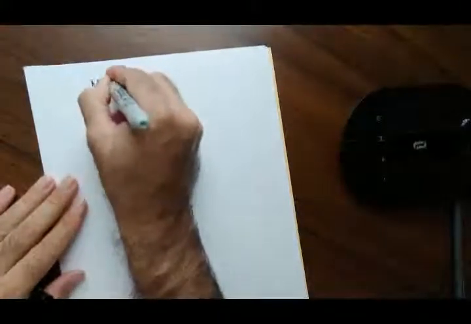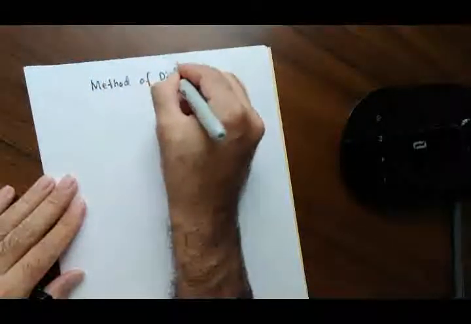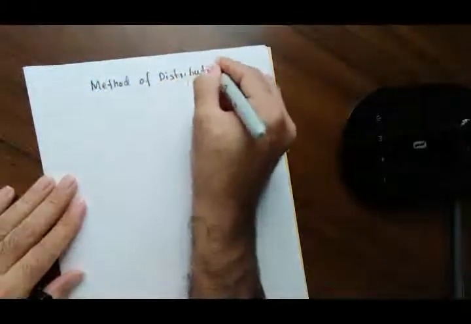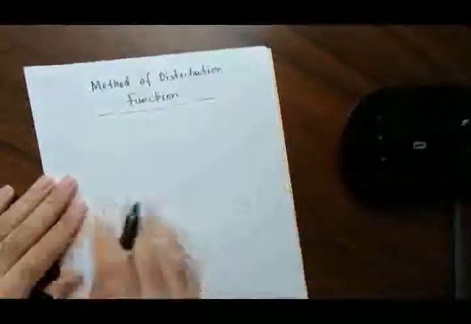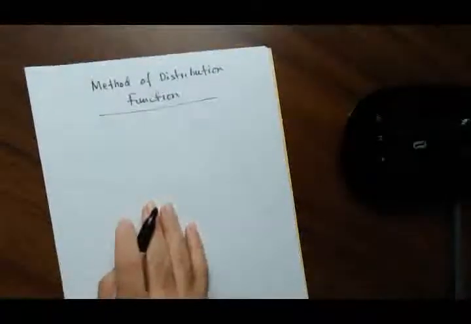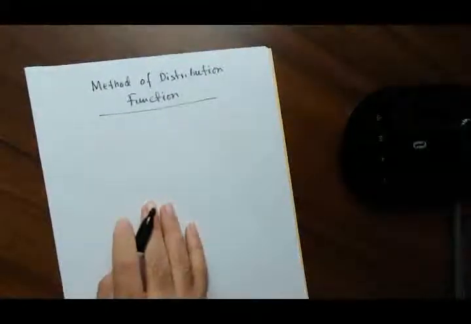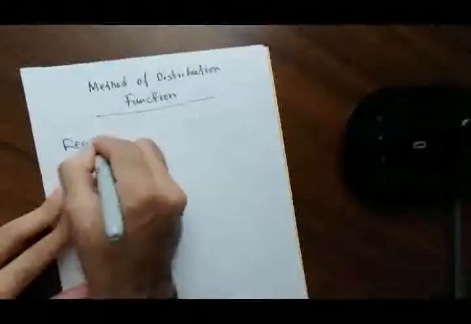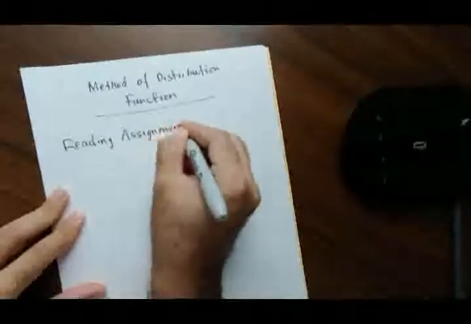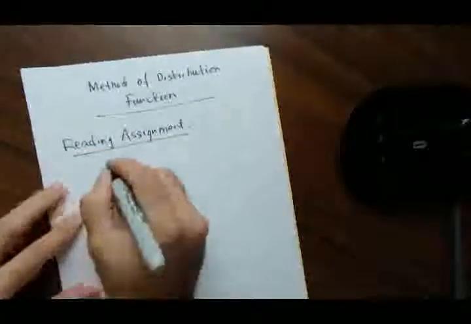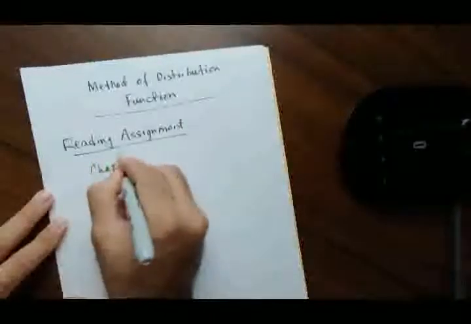So we'll start today with the method of distribution function. But this is something you have already done in probability, at least I'm hoping that you have. That is your chapter 5. So this is your reading assignment because you already did this in probability. I'm not going to cover this again. So your reading assignment is chapter 5.